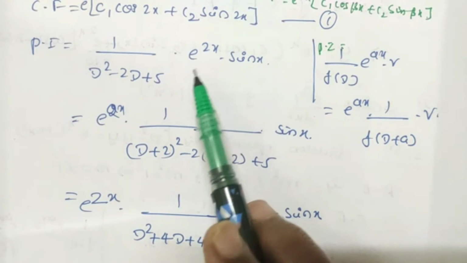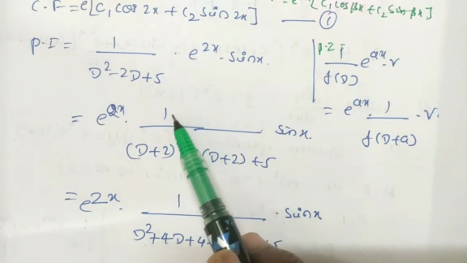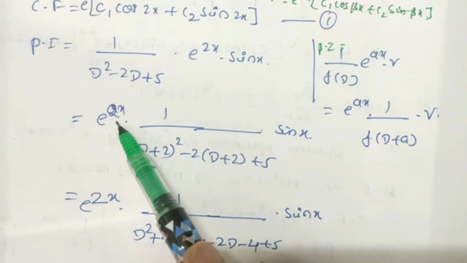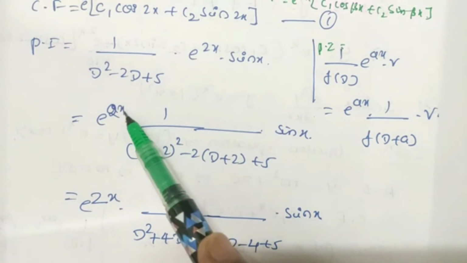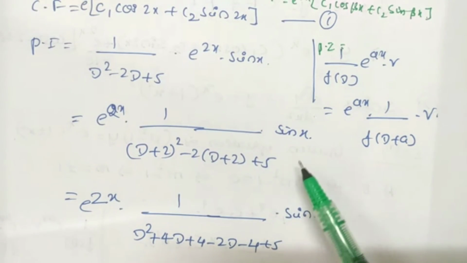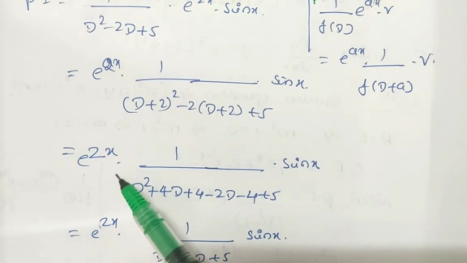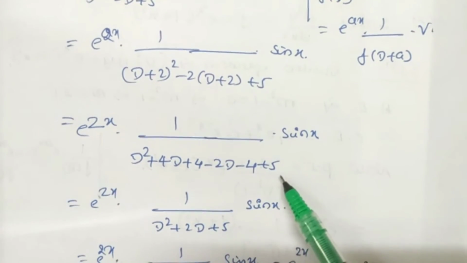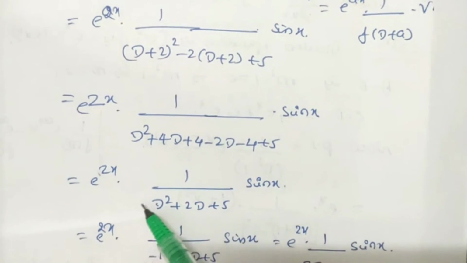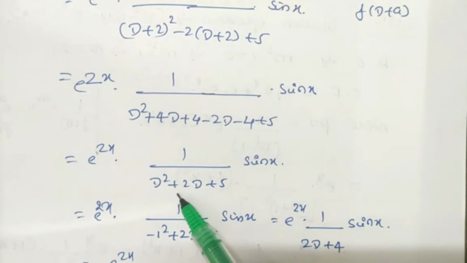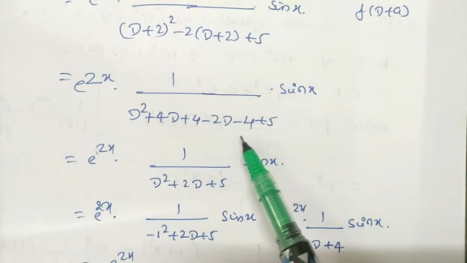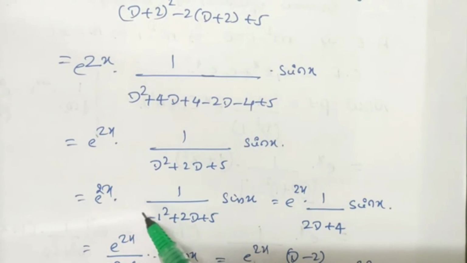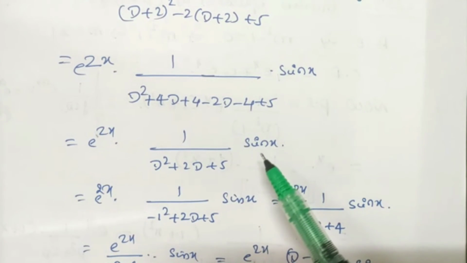So here e raised to 2x, first you write as it is, into 1 divided by, in place of d you put d plus a, where the coefficient of x in e raised to ax is 2. So d plus 2 whole square minus 2 into d plus 2 plus 5, into sin x. Expand this: d square plus 4d plus 4 minus 2d minus 4 plus 5. So it is e raised to 2x into 1 divided by d square plus 2d plus 5, since the 4 cancels, into sin x.